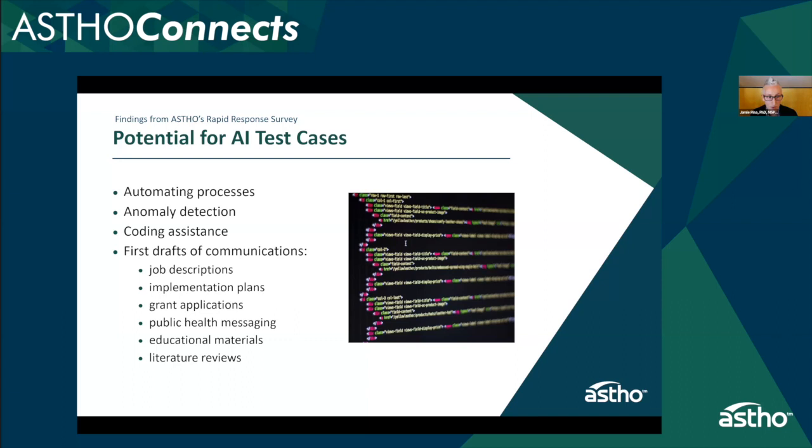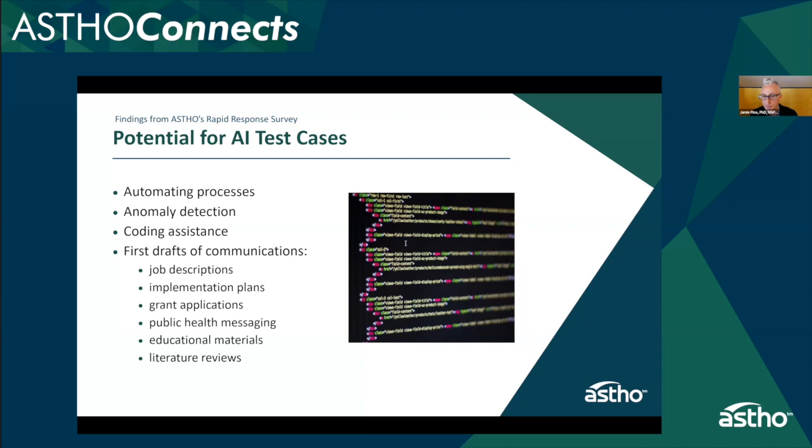They view AI as having huge potential in coding assistance. So if you are writing code in any language, you can harness the power of AI to identify errors in your code or to even generate first drafts of code that you can then modify to achieve your task.